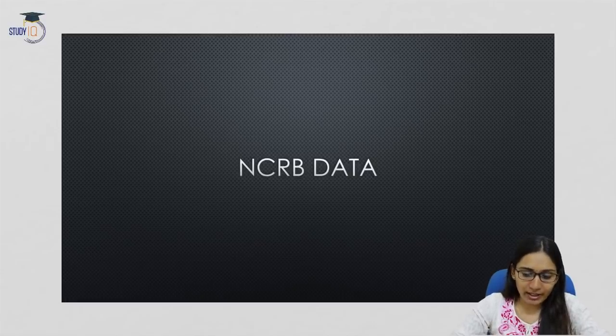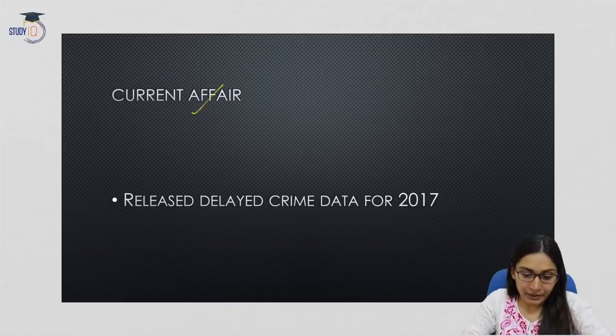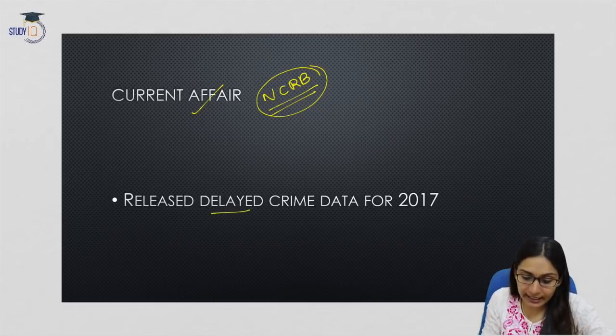I am Joy and today in this lecture we will discuss the National Crime Records Bureau, that is the NCRB data which was released recently. So let us first look into the current affair. The NCRB, that is the National Crime Records Bureau, released the delayed crime data for 2017.